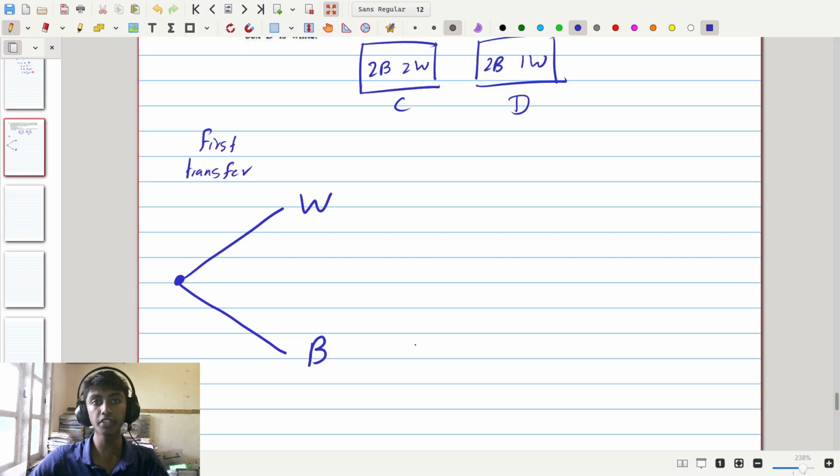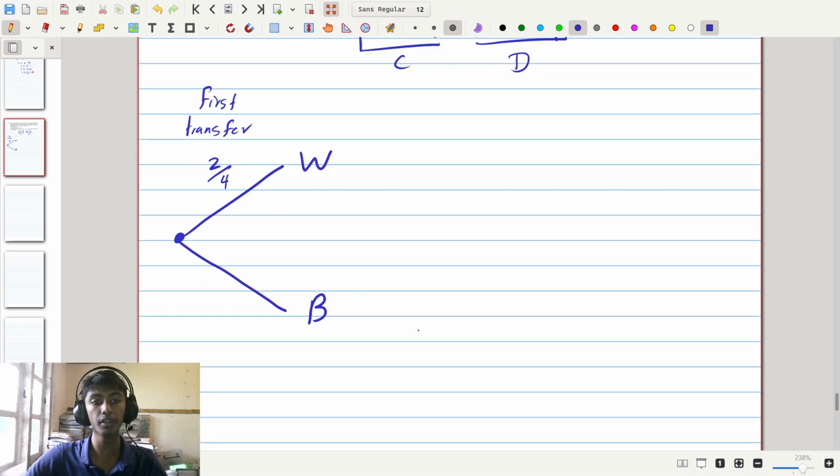In the first transfer, we have a total of 4 balls inside the box, where 2 of them are white and 2 of them are black. If we choose at random, the probability that we choose a white ball is equal to 2 over 4. Similarly, if we choose a black ball at random, since we have 2 black balls and 4 total balls, the probability of choosing a black ball is also equal to 2 over 4.